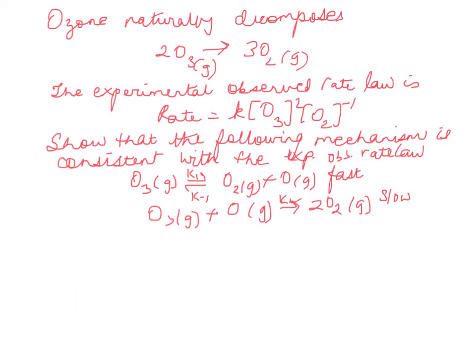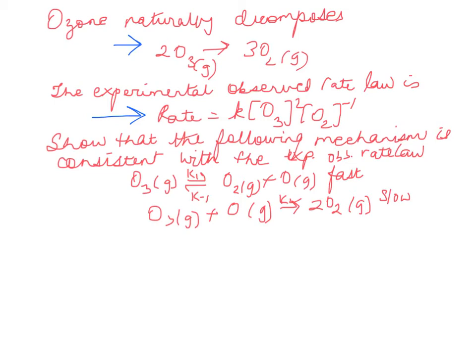Okay, let's solve another one. The question is, ozone naturally decomposes as two ozone molecules giving you 3 oxygen, both in gas phase. The experimentally observed rate law is rate is equal to K times ozone to the power of 2, oxygen to the power of -1, and the question is, show that the following mechanism is consistent with the experimentally observed rate law. So hopefully you can envision what we have to do.